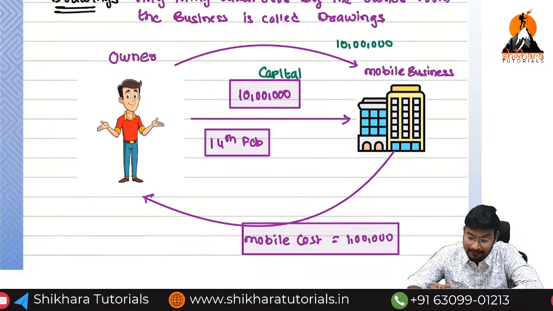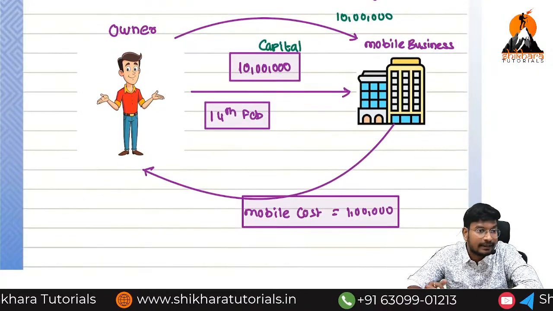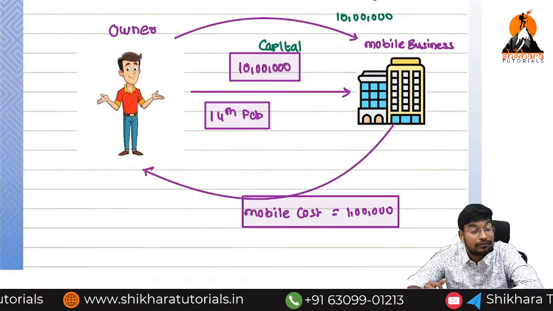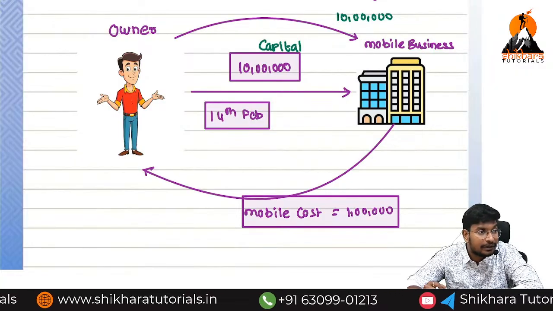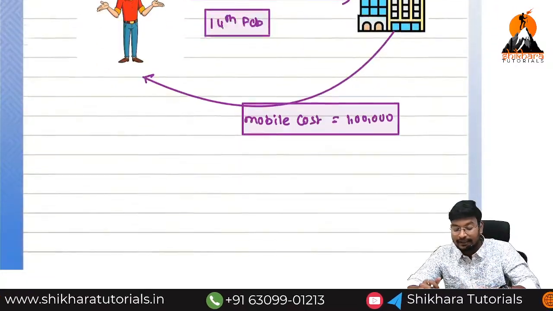So what is the net effect here? He has invested 10 lakhs and he has taken over 1 lakh rupees worth of goods. That means how much amount do we need to repay now? Now we need to repay only 9 lakhs. So how did we get the 9 lakhs?